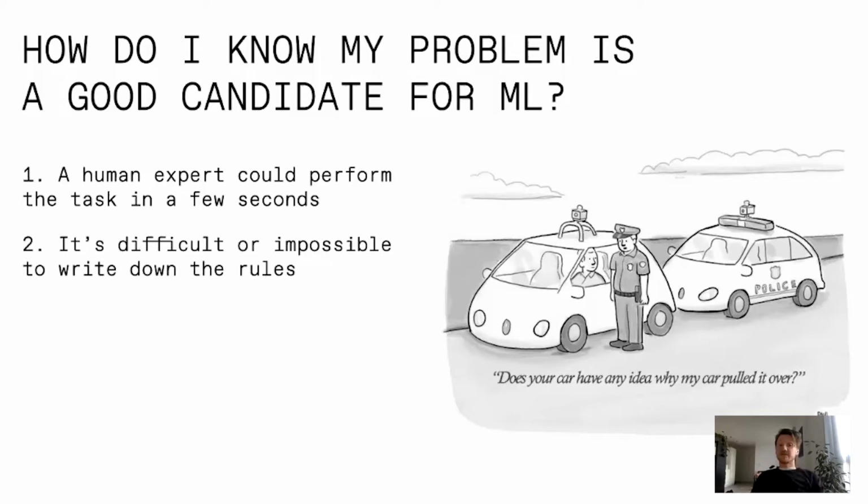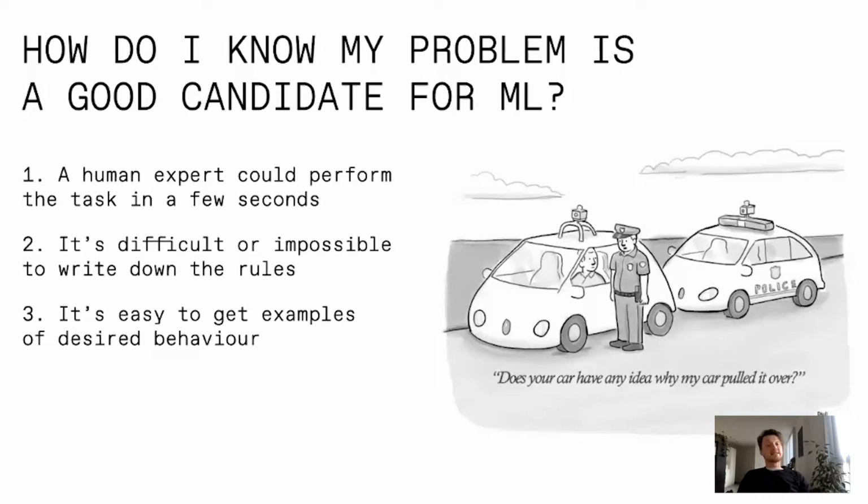Number 2, it's difficult or impossible to write down the rules. So that goes back to the original example. If you think about driving a car, there are just too many scenarios and too many edge cases, and you'd never be able to write a fully comprehensive list of all the if statements for the car to know what it needs to do in every possible situation that might occur on the road.